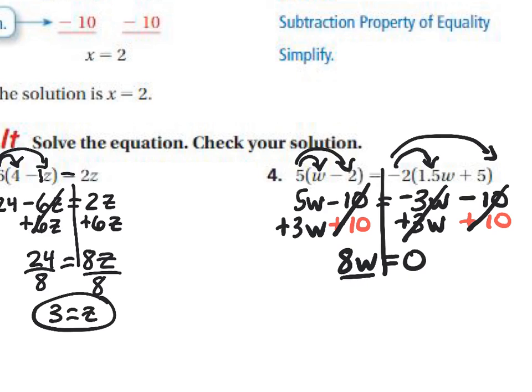Finish it off. Divide both sides by 8. And you have w equals 0. 0 divided by anything is 0. If that 0 were on the bottom, it would be undefined, but it's on the top.